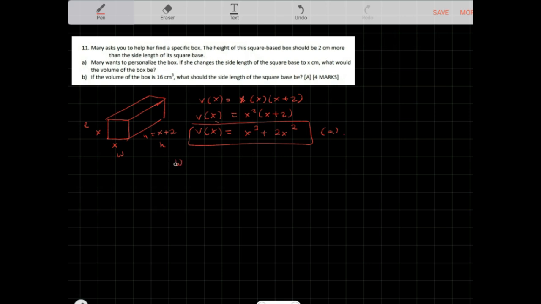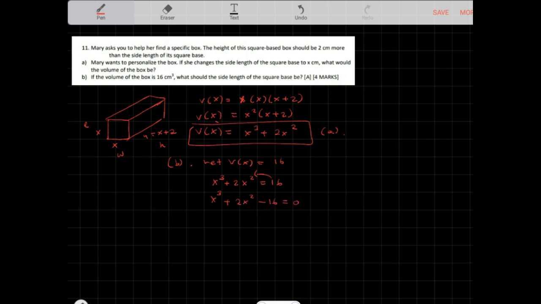Now for part B, if the volume of the box is 16 centimeters cubed, what should the side length of the square base be? I'm going to let the volume function V of x equal 16. So x cubed plus 2x squared is equal to 16. I'm going to move the 16 to the other side. x cubed plus 2x squared minus 16 is equal to 0.